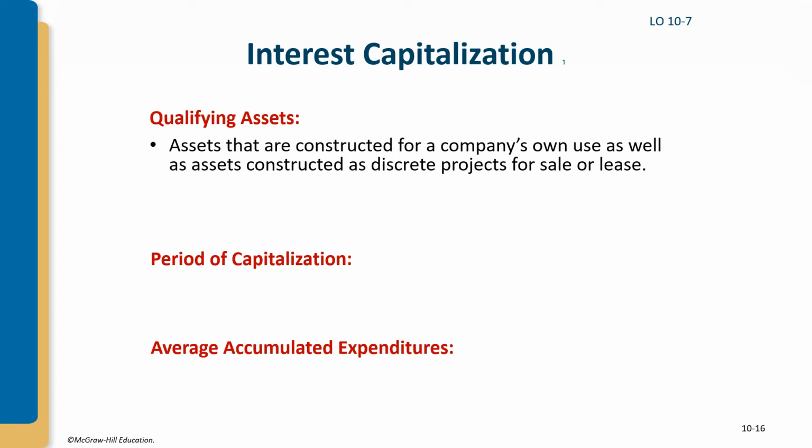Qualifying assets are those that are constructed for a company's own use, as well as assets constructed as discrete projects for sale or lease. So it applies to both. And they're discrete projects. You're not making toilet paper. Okay? This is you're building a bridge for someone. You're building an office building for someone. So you're either building it for your own use or to sell it or lease it.